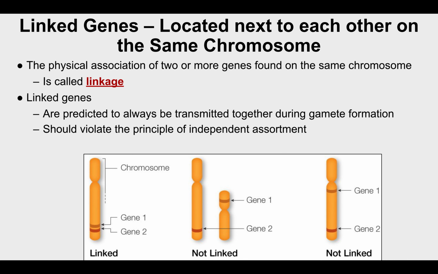Linked genes are always going to be transmitted together as a unit. We're never going to transmit one gene and not the other. Both genes will always be transmitted together. And it's going to violate that principle of independent assortment that we have been talking about. So they are no longer independently assorted. Again, a linked gene is going to be really close together on the same chromosome. If they're on different chromosomes, they will not be linked. They can be on the same chromosome but far apart and not be linked. But if they're close together on the same chromosome, that is a good indication of linkage.